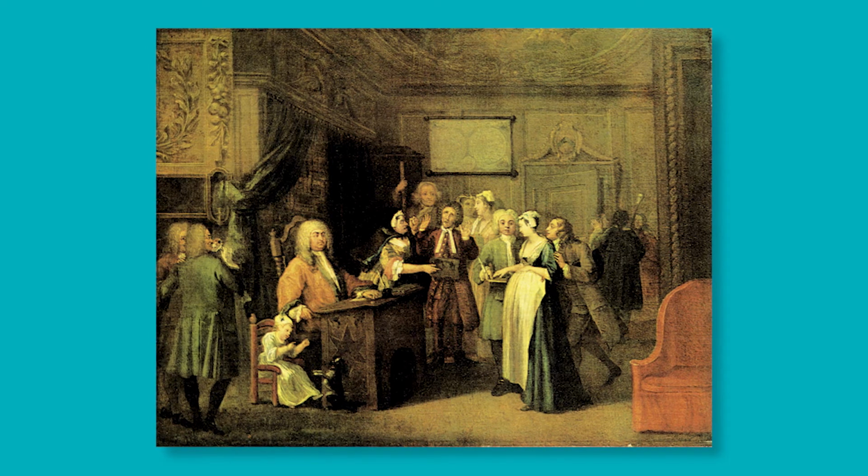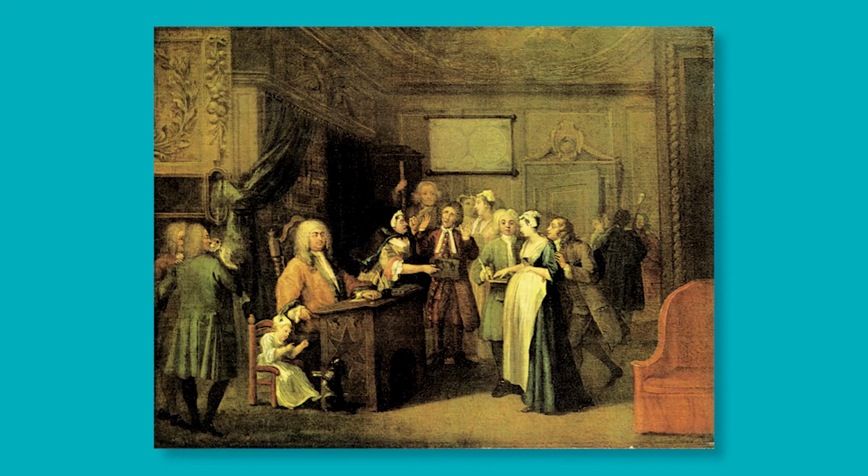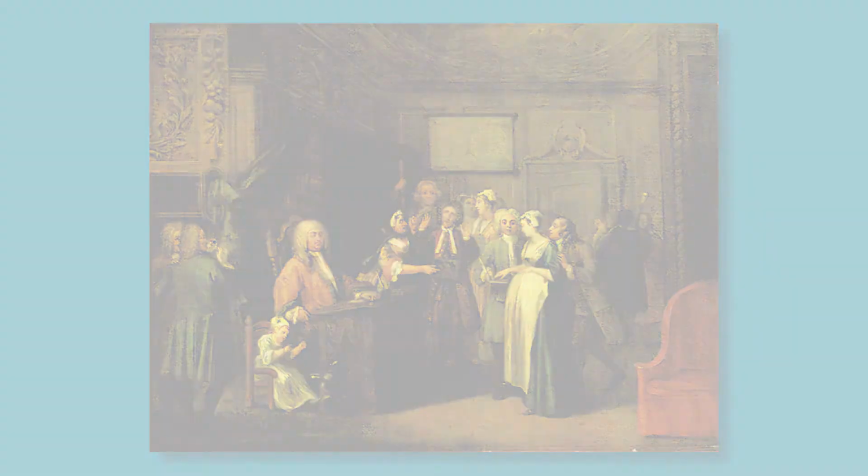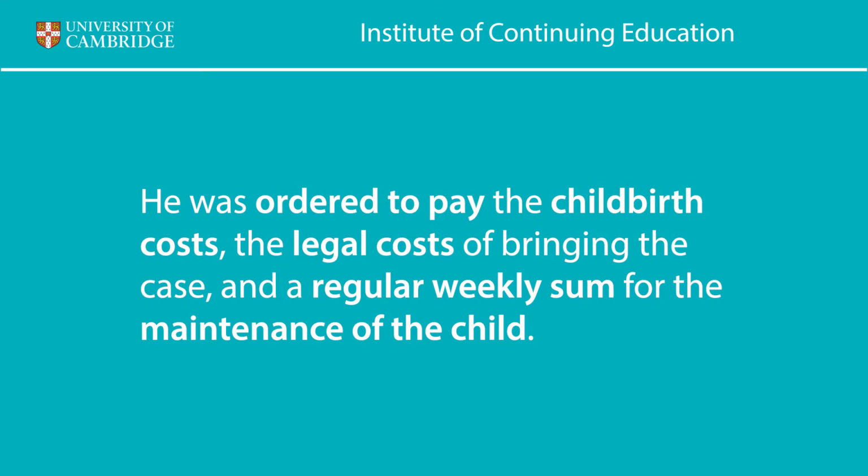Mothers would bring witnesses, such as their own mothers and fathers, to testify that their daughters had been courting a man for some time. The magistrates also asked if the couple had been having sexual relations 9 months before the child was born. If the justices decided that he was indeed the baby's father, then he was ordered to pay the childbirth costs, the legal costs of bringing the case, and a regular weekly sum for the maintenance of the child, which could be for anywhere between 7 and 14 years. The father was allowed to appeal.